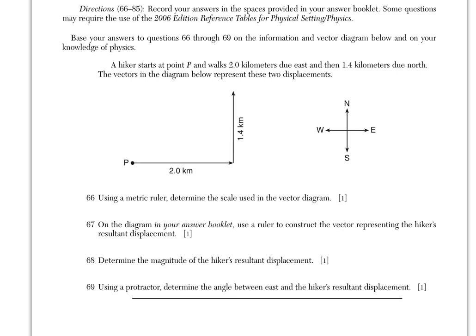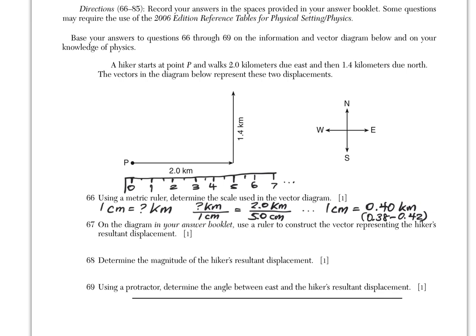And so the scale: if a 2-kilometer vector is 5 centimeters long, then how many kilometers is 1 centimeter? We can set up a ratio and solve for x, and we wind up with 2 over 5, which is 0.4. So 1 centimeter is 0.4 kilometers, and they'll accept anywhere from 0.38 to 0.42 for that answer.